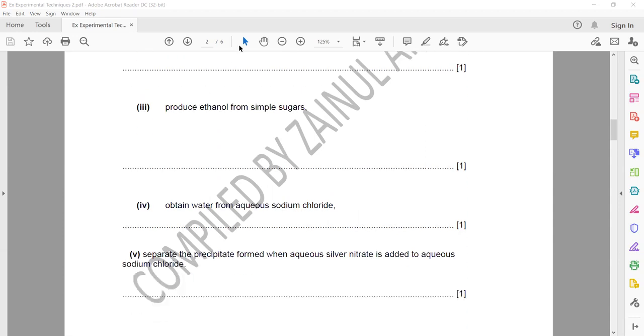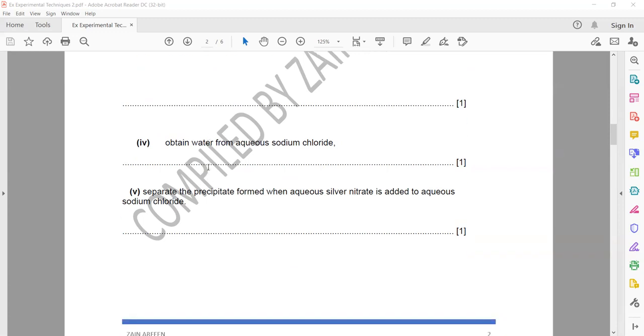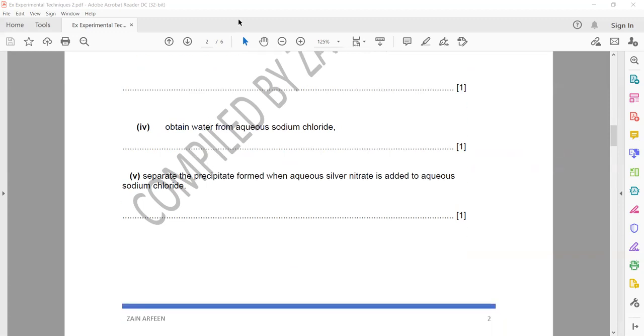Question 3 is actually related to organic chemistry, so we will skip right now because that is not related to the topic. In chemistry, the topics are interrelated, but this part 3 is actually related to organic chemistry, and the answer is fermentation, but you don't have to answer right now as it is not part of separation techniques.